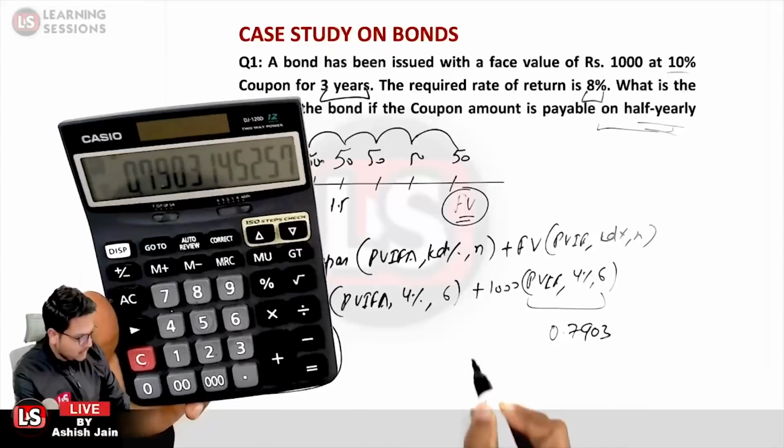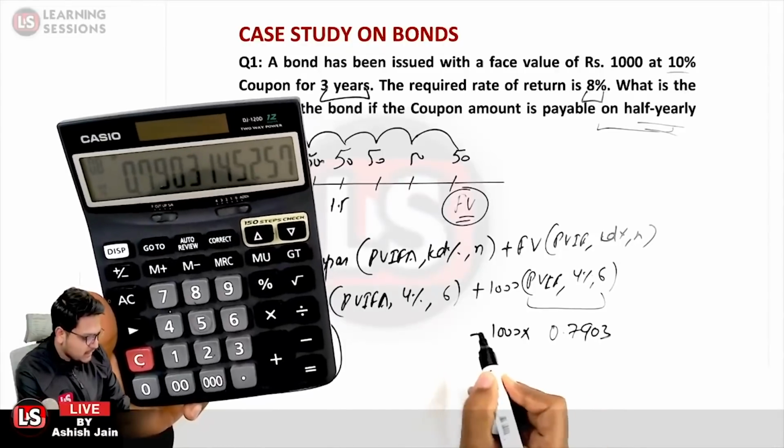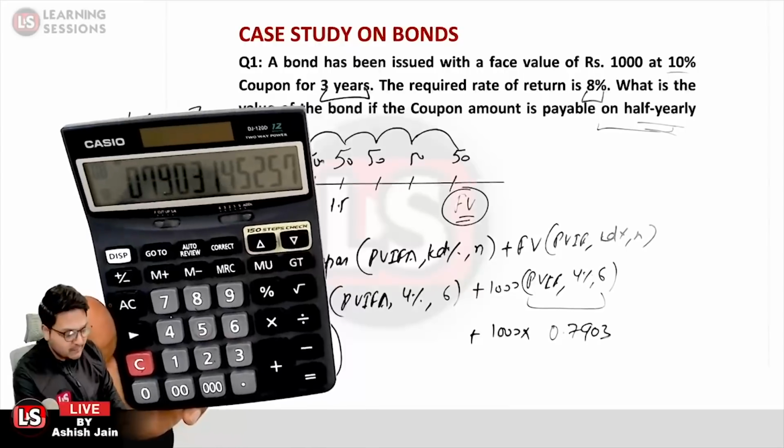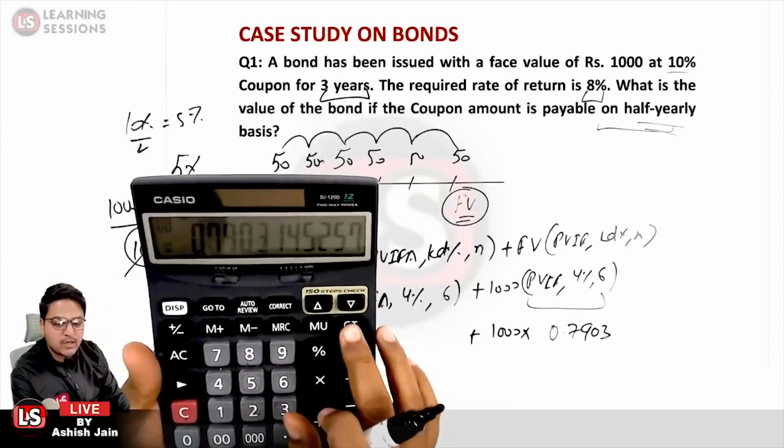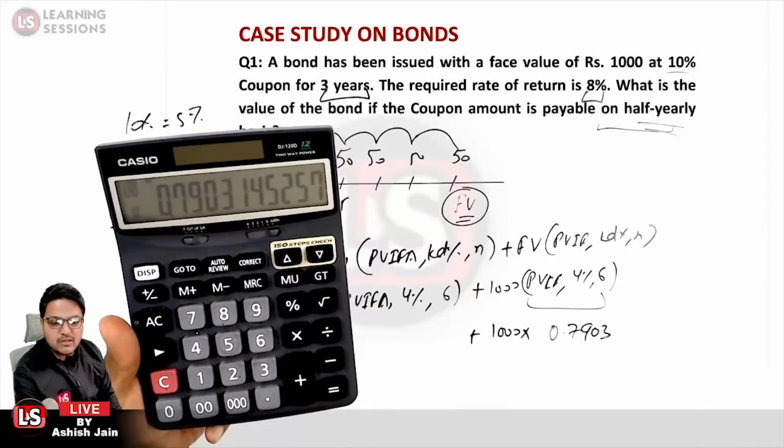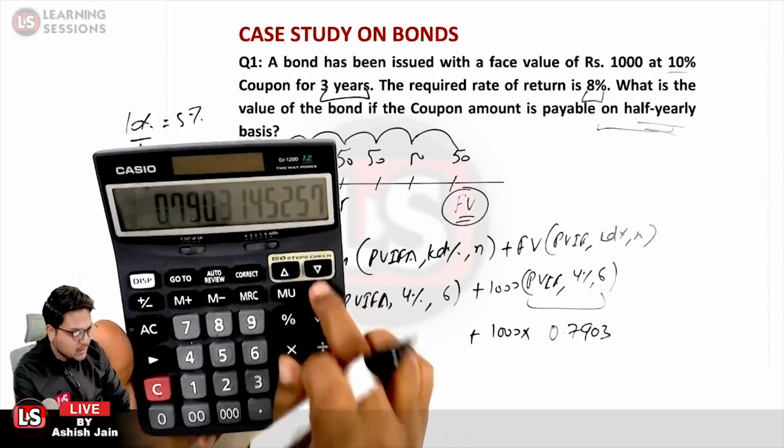0.7903. Okay, multiplied by 1000 over here, plus we now need to calculate the PVIFA. Simply press the GT button over here on the calculator. So if you do not have a calculator which has the GT button, kindly please do replace your calculator before going to the exam.